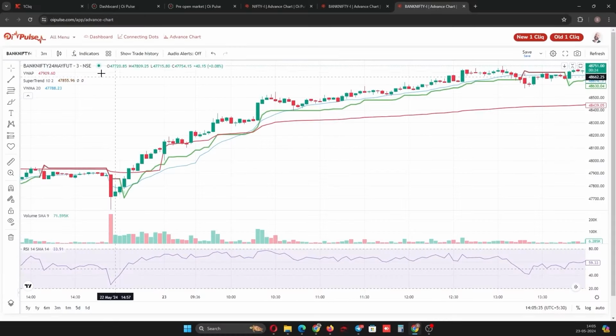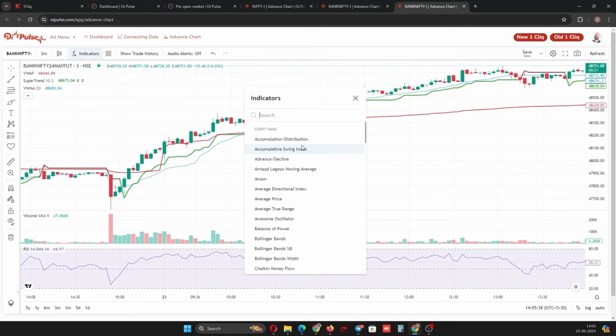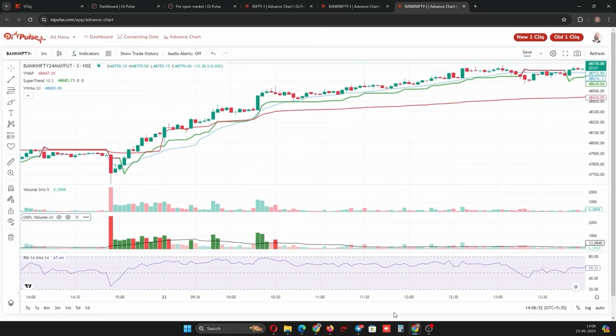Now, volume is one of the key criteria which we will be following in the two candle strategy. To make it visually simple and to easily identify, we have added an internal indicator: whenever there is a 50k volume in Bank Nifty and whenever there is a 125k volume in Nifty, it will highlight the volume candle. For that, you have to go to indicators and add OSPL volume. So here this is a normal volume and this is the OSPL volume.